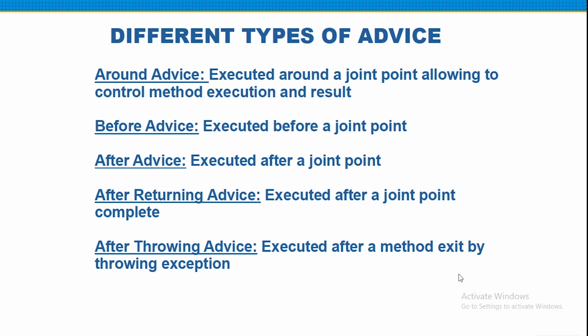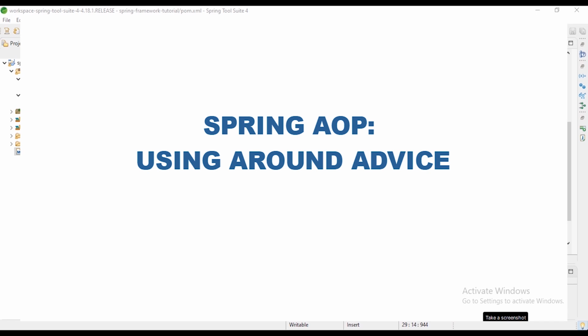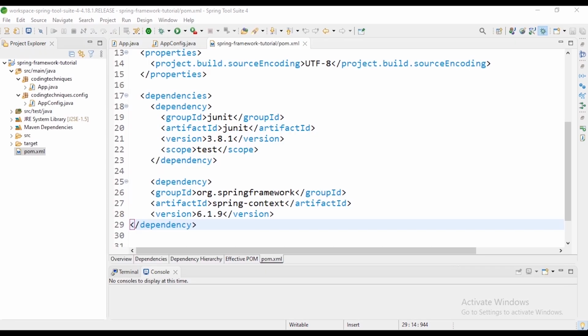We have different types of advice. Around advice is executed around a join point, allowing you to control the method execution and result. Before advice is executed before a join point. After advice is executed after a join point. After returning advice is executed after a join point returns. In this video, you will learn to use the around advice in Spring AOP.